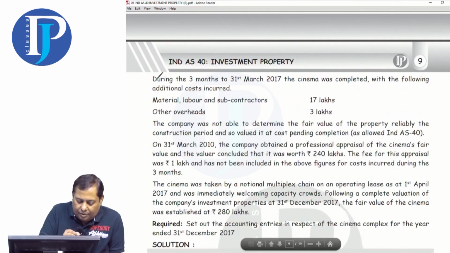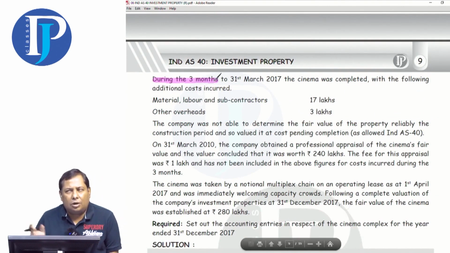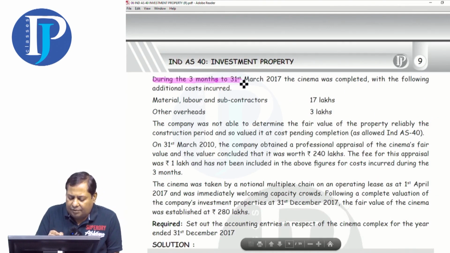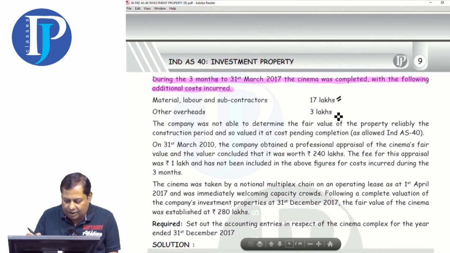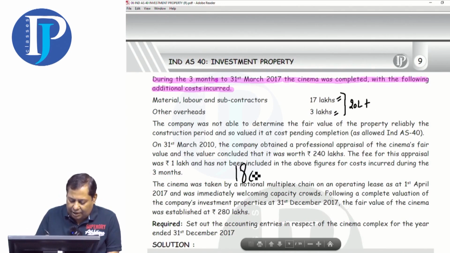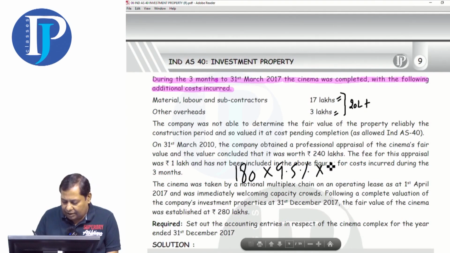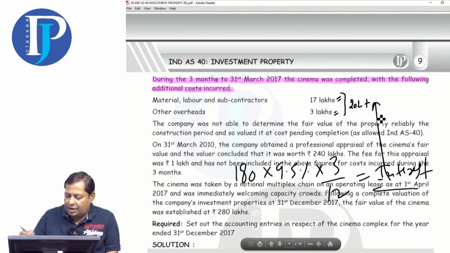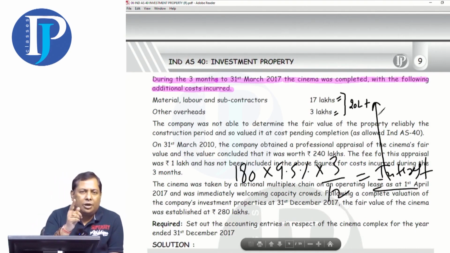What's in question? During the 3 months, if we add 3 months to December 31st, 2016 to March 2017, the cinema we were talking about has been completed. There are some additional expenses. No problem. Material labor 17 lakhs, other overheads 3 lakhs, so total is 20 lakhs. And then I need to multiply 180 by 9.5% into 3 upon 12. Also calculate the interest. And I will also bring this interest here. So the amount of the loan and rate of interest is for 3 months.